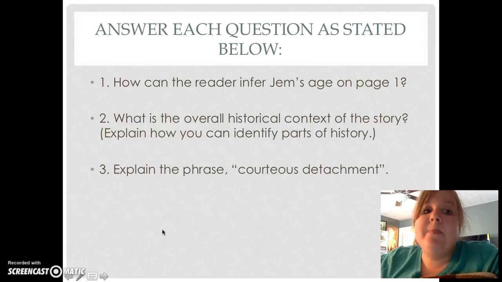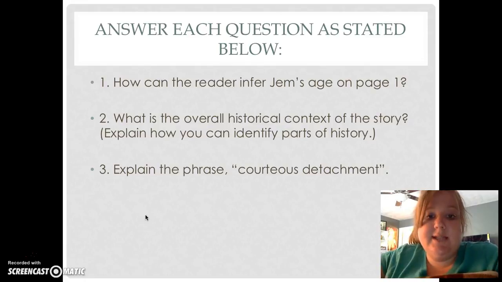Number 1, how can the reader infer Jem's age on page 1? 2, what is the overall historical context of the story? In other words, how does the reader know exactly what time period this takes place? And you can easily find that if you don't know the specific year, you can put down examples of the historical context. 3, explain the phrase courteous detachment.